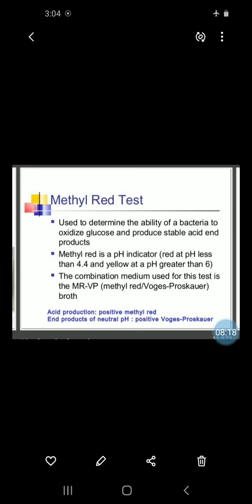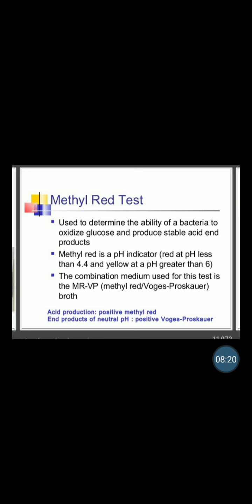Yes, what I am saying, methyl red is a pH indicator. Keep in mind, this methyl red is red at pH less than 4.4, and it is yellow at pH greater than 6. A combination medium is used for this test.